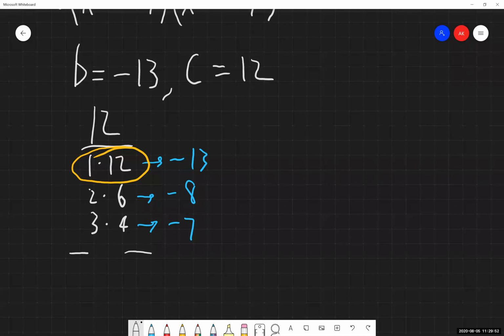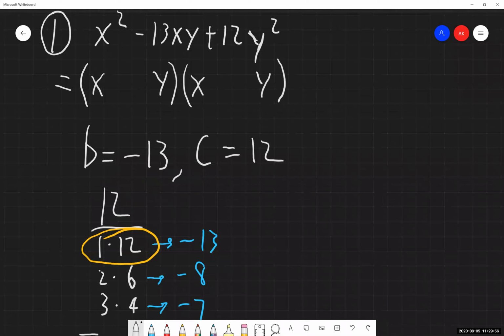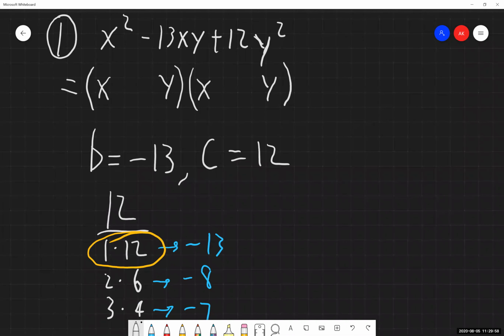So we just found our two numbers that multiply to give us 12 and add together to give us negative 13. And now that I have those, I can go back up to my general answer and put in, there we go, negative 1. Don't need to explicitly write that 1 in. If you'd like to, you can, but you don't have to. So I get x minus y times x minus 12y. And that's going to be my final answer.